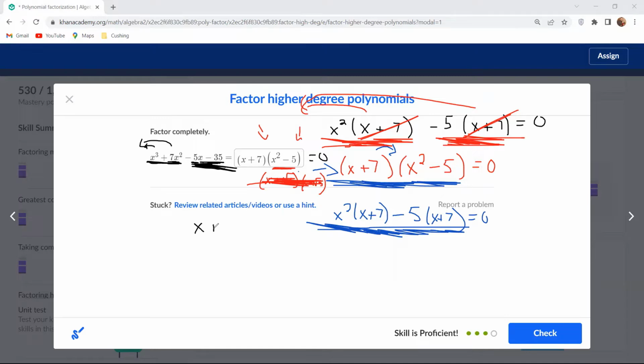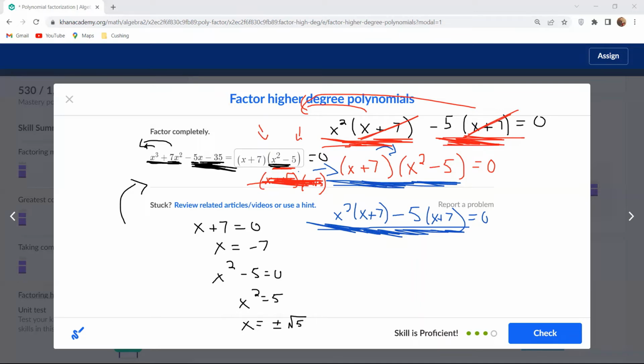You would set x plus 7 equal to 0. One of the solutions is negative 7. So if I plug in negative 7 here, I'll get 0. And for my other solutions, I can just set this equal to 0. x squared minus 5 equals 0. So that means x squared equals 5, if I add 5 to both sides. So that means x equals, I'd have to take a square root of both sides, so plus or minus the square root of 5.